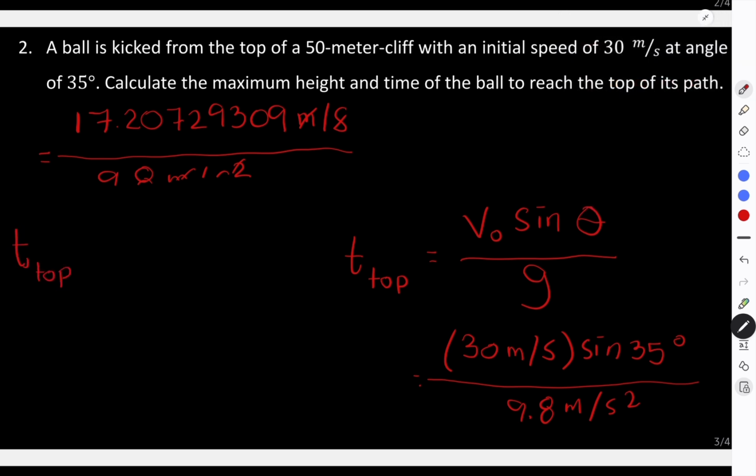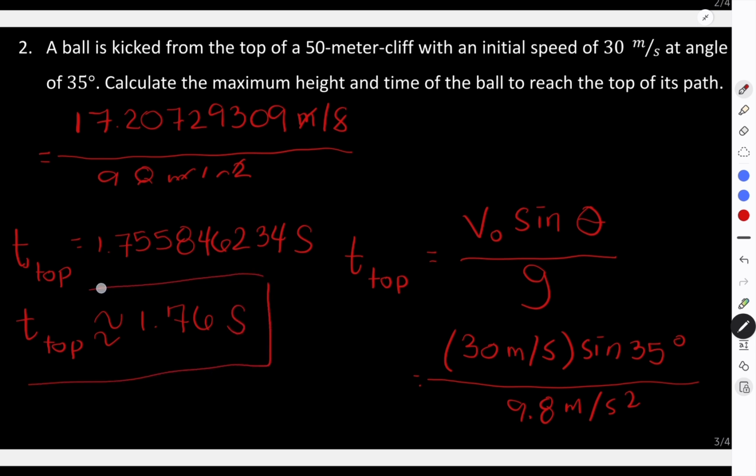The time at the top is 1.7555846234 seconds. Then approximately 1.76 seconds. So that's for the time at the top.